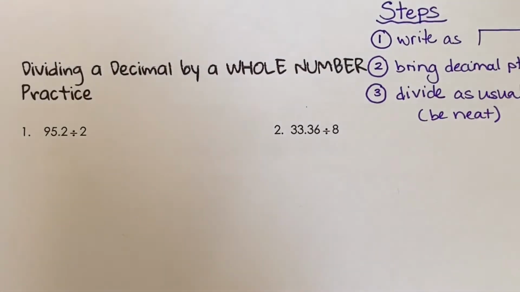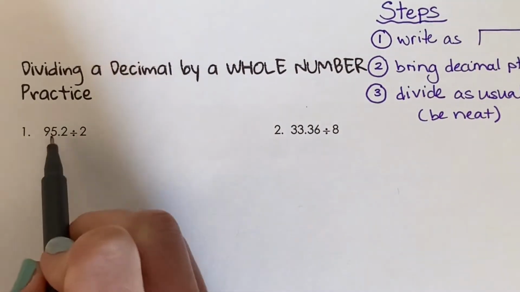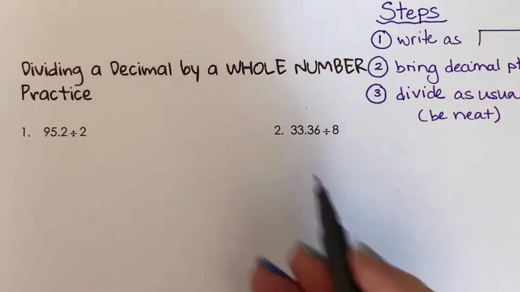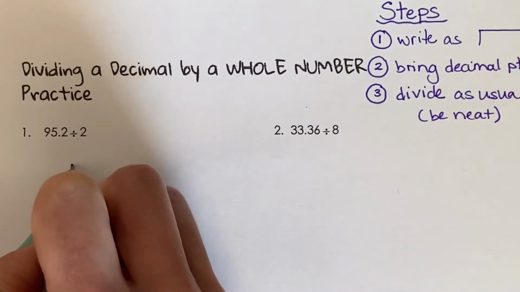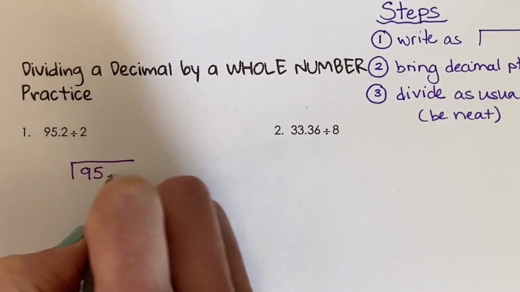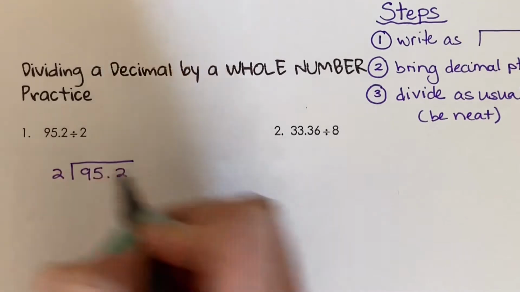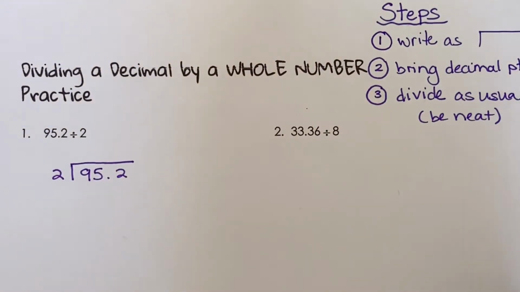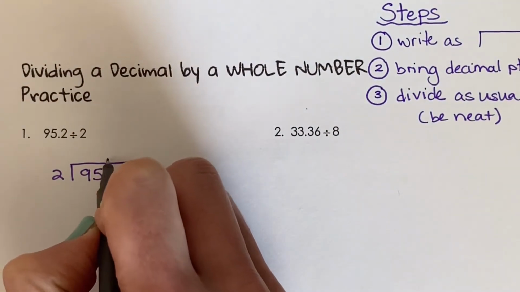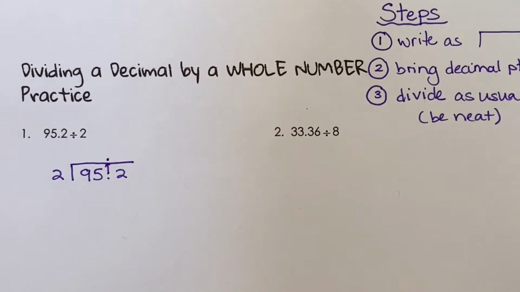All right, so let's start with number 1. We have 95.2 divided by 2. This is not written as a division problem, so we're going to rewrite it: 95.2 divided by 2. Notice I'm being nice and neat, and I'm spacing out my numbers so they're not all crunched up. Step number 2, we bring our decimal point straight up. Boink.